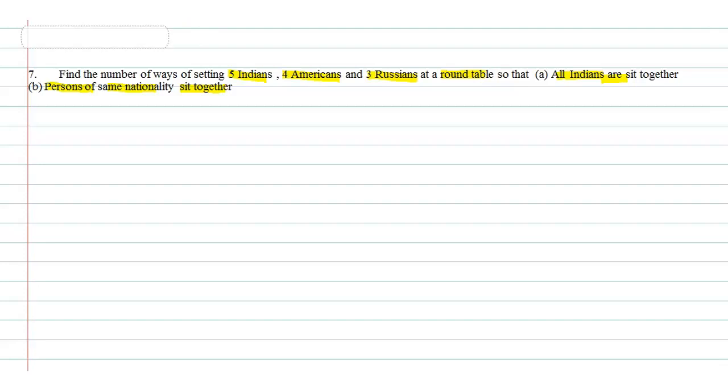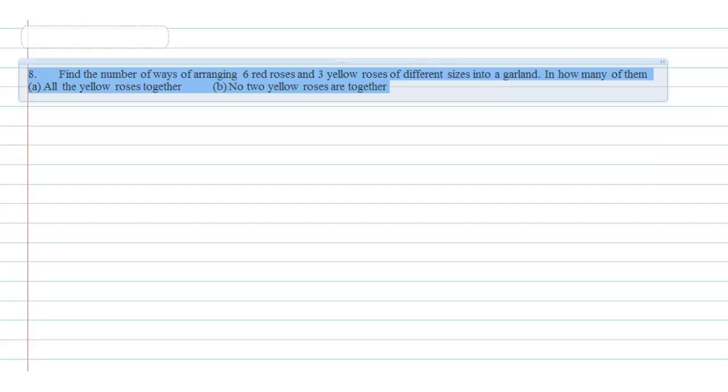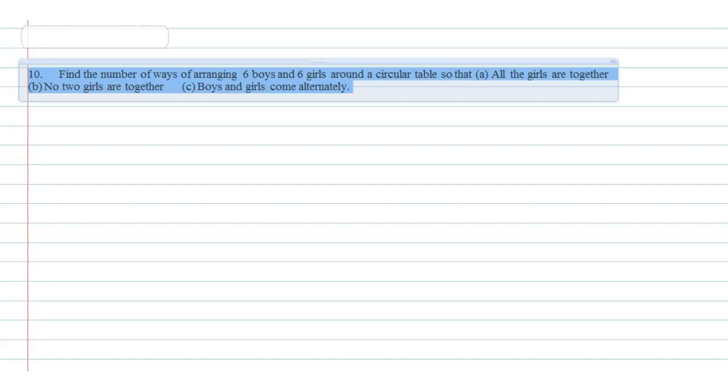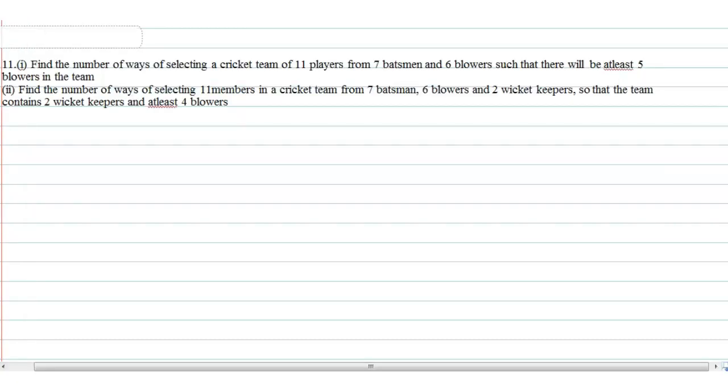Here, coming to 2021, this topic is deleted. Now I am skipping this question. Next. This question is also deleted. Arranging the red roses, garland. This model is deleted. Now next question. Round table, circular table. This is also deleted. Yes, this question is there.